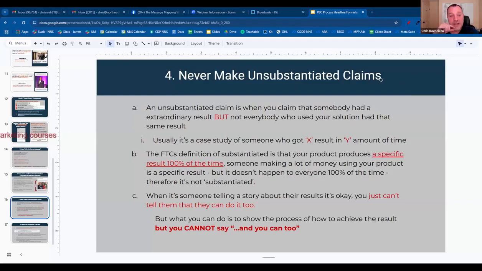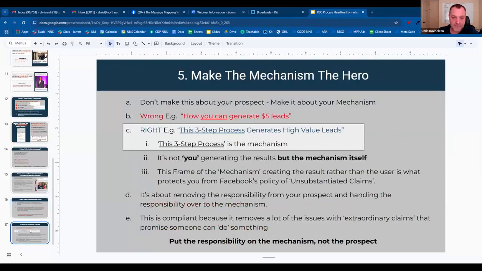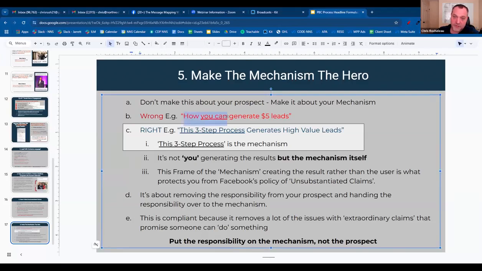So what did we do instead in the other version? We did the concept, and this is the last rule I'm going to teach you here today about this, the concept of make the mechanism the hero. Okay. So the wrong way is when you use the word you and you say something like how you can generate $5 leads, right? First off, you shouldn't be using the word can because it weakens the sentence. That's a copy thing, but nevertheless, that'll get you shut down because you're promising them $5 leads.